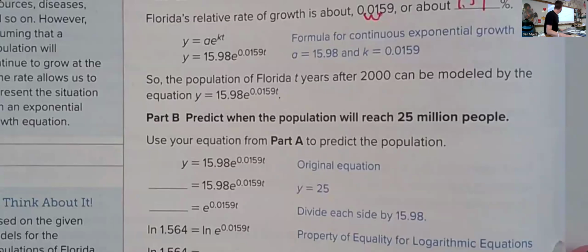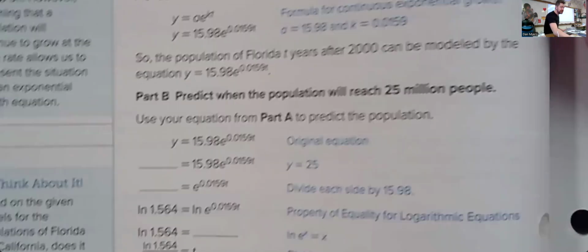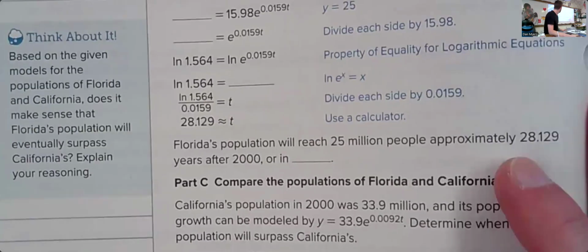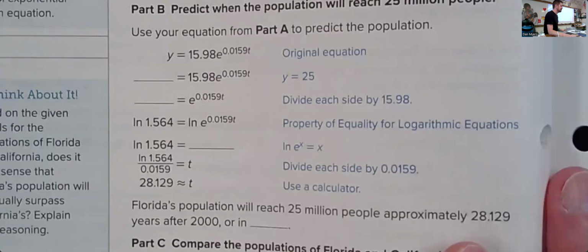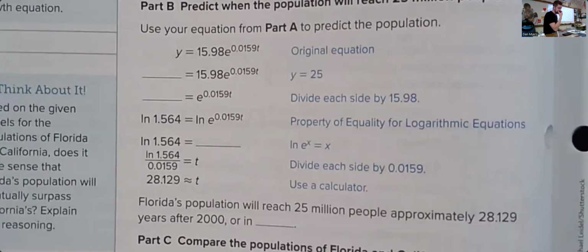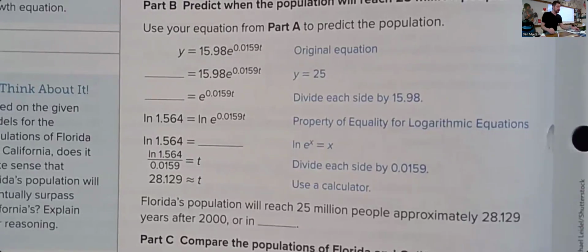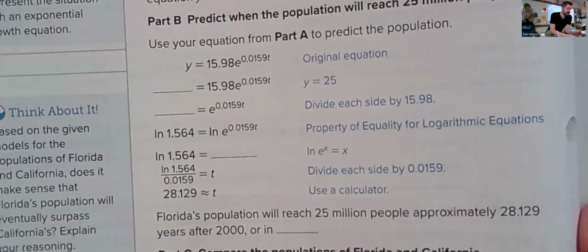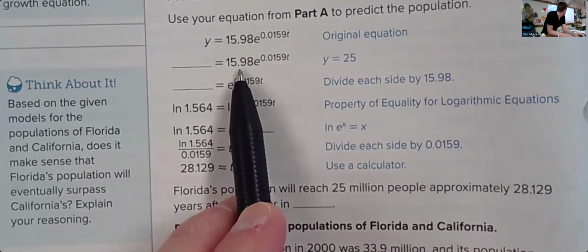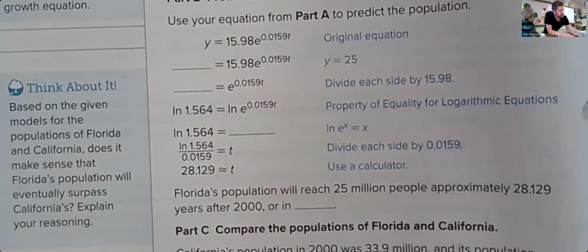All right. Population in Florida can be modeled by the function. Great. When will the population reach 25 million people? I feel like it might already have done that in real life. Let's find out what this says. When will the population reach 25 million people? So we want to know, based on a starting value of 15.98 million, when is it going to reach 25 million? So we're going to substitute in 25 for y.